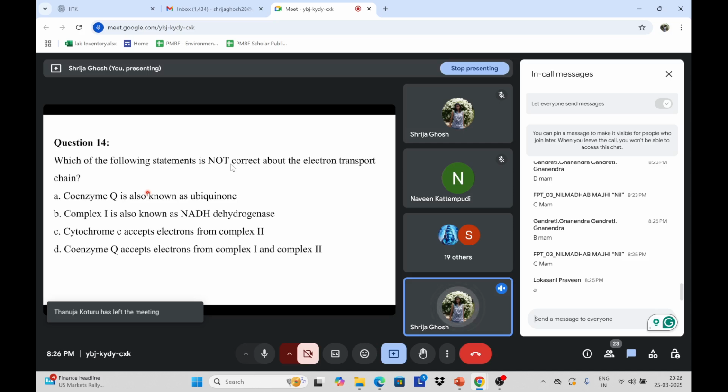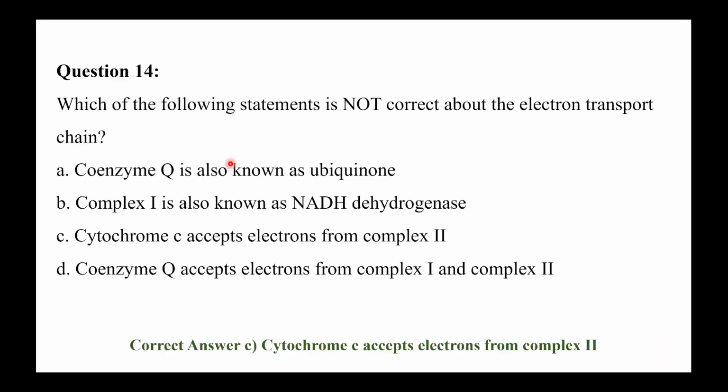So we have three answers in the chat box: B, C, and A. B is complex 1, also known as NADH dehydrogenase. C is cytochrome C accepts electrons from complex 2. And A is coenzyme Q is known as ubiquinone. Anyone else want to answer? The correct answer is option C. Cytochrome C accepts electrons from complex 2. That is the incorrect statement.